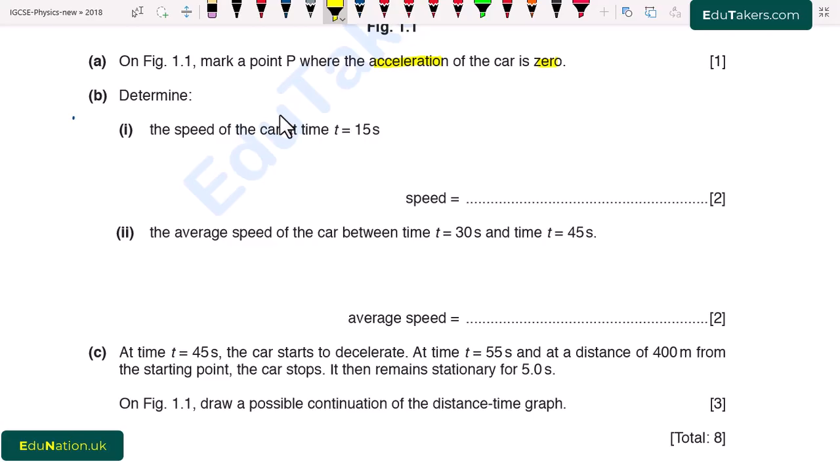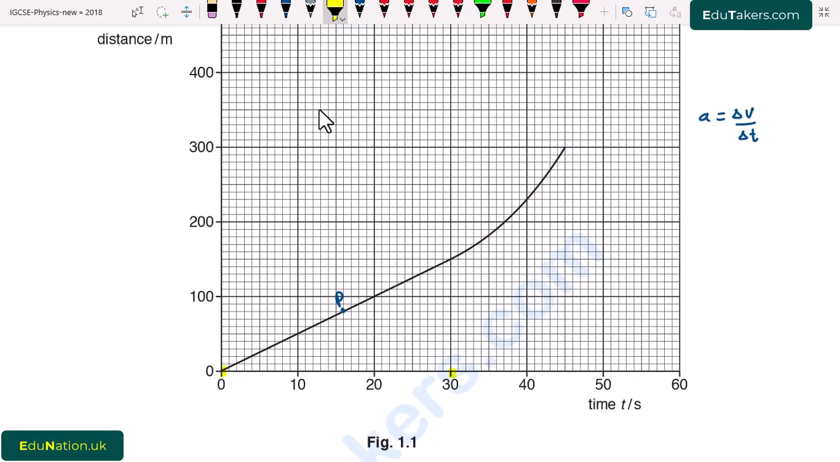Part B. First, determine the speed of the car at time t equal to 15 seconds. Here we have to find out the speed at 15 seconds. Again we can see here that from 0 to 30 it is a straight line, and in order to find out the speed we have to find out the gradient of the distance time graph, because speed is equal to gradient, or it is also equal to slope of the distance time graph.